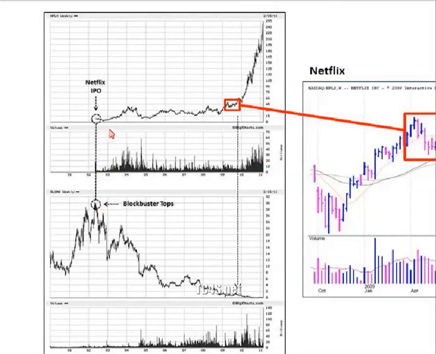But it wasn't until Blockbuster was virtually vaporized down to a bulletin board stock that we got that really perfect VCP setup that gave you the chance to get involved when it really started to pick up its momentum.